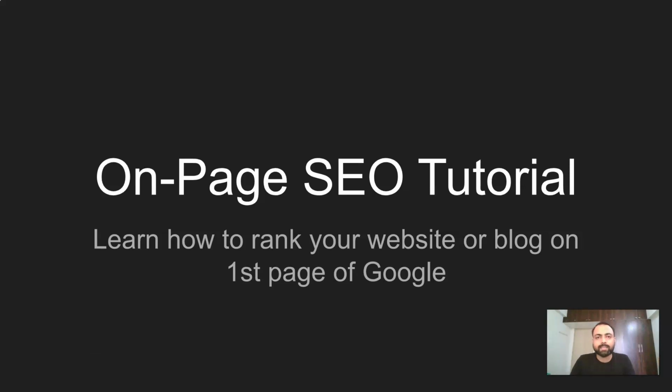So let's first understand what on-page SEO is. On-page SEO is nothing but an optimization process of your website page or a blog to increase your organic traffic through search engines like Google. In this tutorial, I will show you a practical step-by-step process of optimizing on-page SEO.